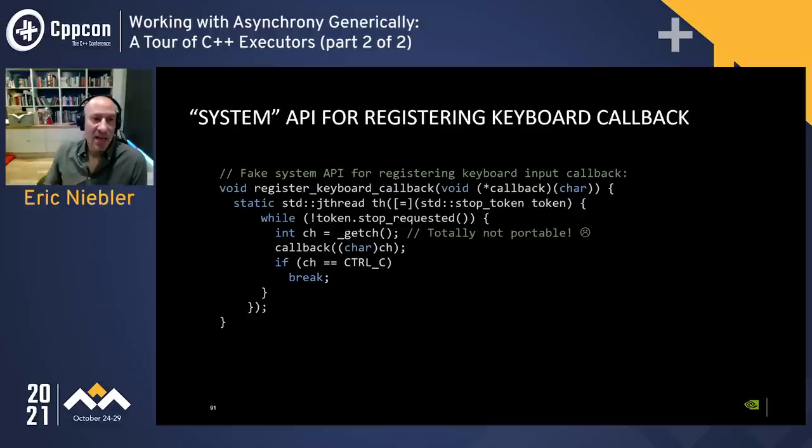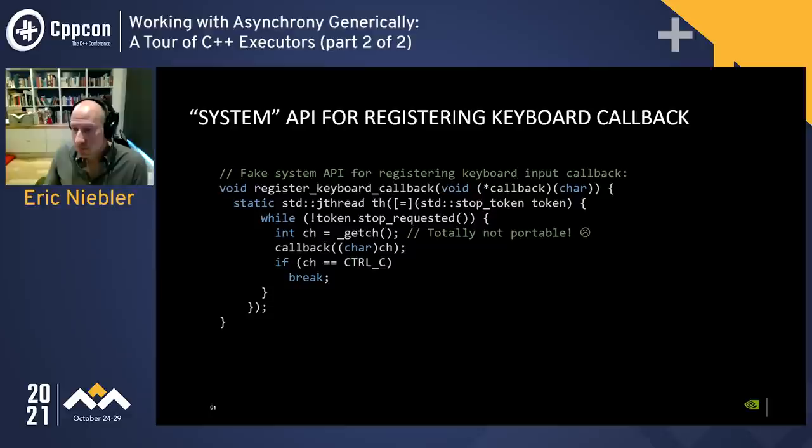And it fires up a thread and it uses C++20's jthread. This is a self-joining thread. And jthread supports stop tokens. So jthread actually has a stop source. It gets a token from it and passes it into the lambda that you are using to launch this thread. And then you execute a loop until stop has been requested. You get a character. This is a blocking call.